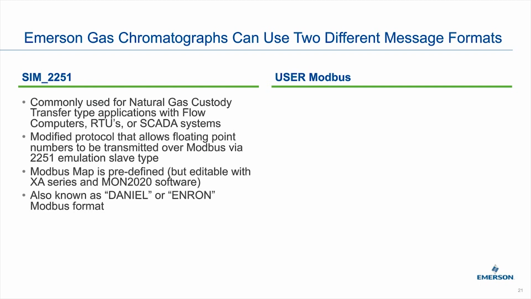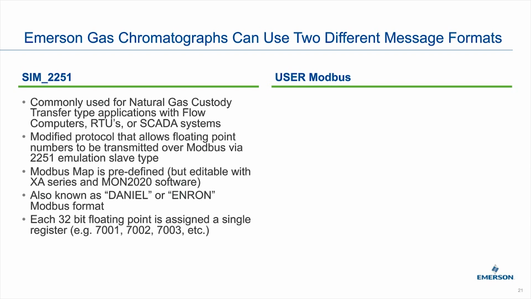And you may have heard this, and you may see this in flow computers and RTUs and SCADA systems be referred to as the Daniel or Enron Modbus format, coming from the old Daniel days of when the Daniel Gas Chromatographs developed this with the Enron company. So that's the common way you may see it referred to. And then what we have in our GCs is that each 32-bit floating point is assigned a single register. So that means that every floating point has one register, so we have a 7001, 7002, 7003. Even though they're 32 bits, they each take up only one register.